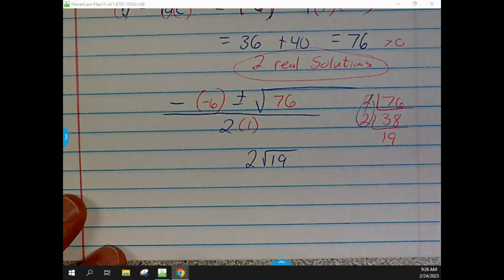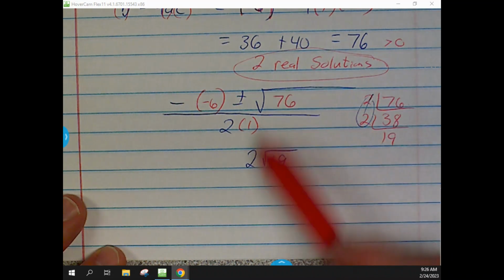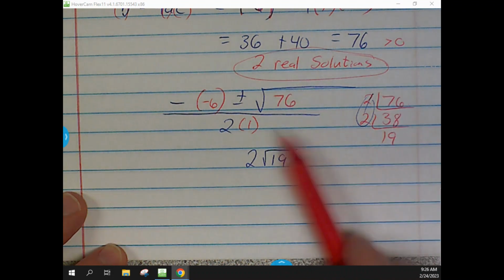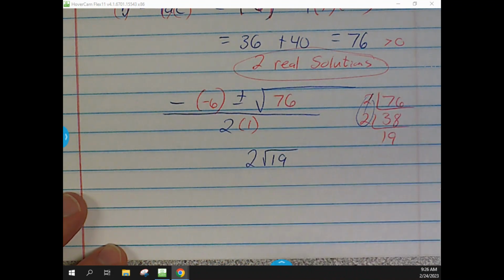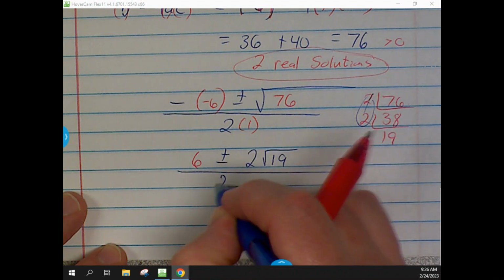Okay. And then, so there's that part, we've simplified the square root. And some people are like, well, can we go ahead and simplify the square root before we plug it in the formula? If you want to do that, that's fine. Because you're going to have to simplify this thing anyway. So if you want to go ahead and break it down and then put it in, I'm good with that. You've got minus negatives to make that a positive 6. Plus or minus 2 times 1 is 2.